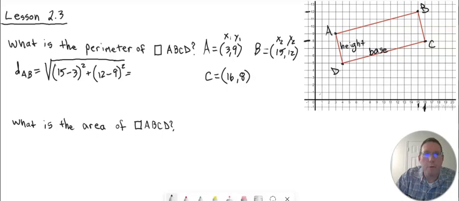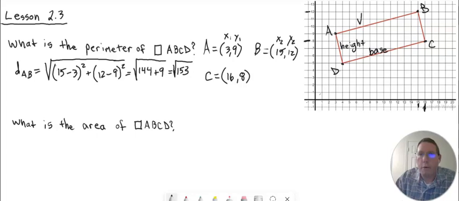And so that's going to be equal to the square root of 15 minus 3, that's 12. 12 squared is 144. You can do that in a calculator if you need to, but that's the right answer. 12 minus 9 is 3. 3 squared is 9. So we're going to do 144 plus 9. And so our answer here for the distance is the square root of 144 plus 9, which is 153. So the length of A to B is the square root of 153.